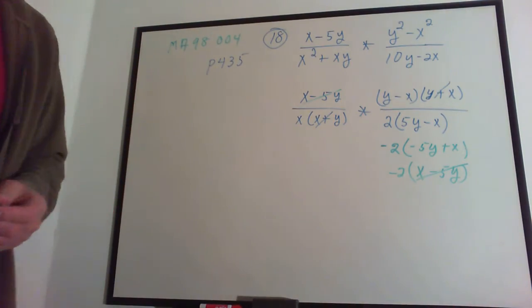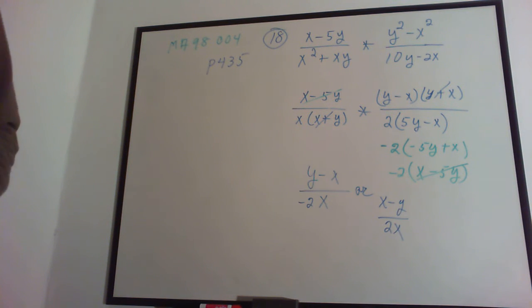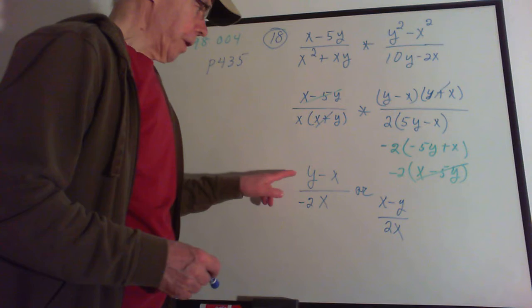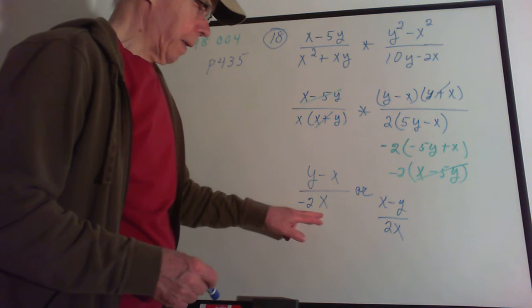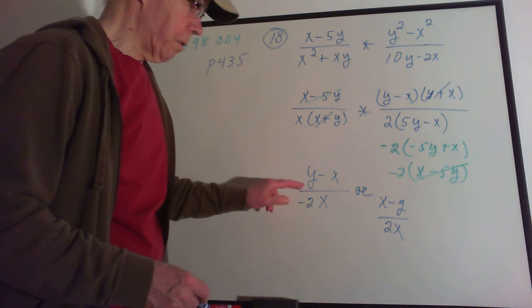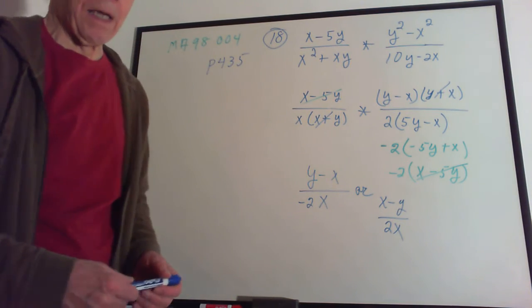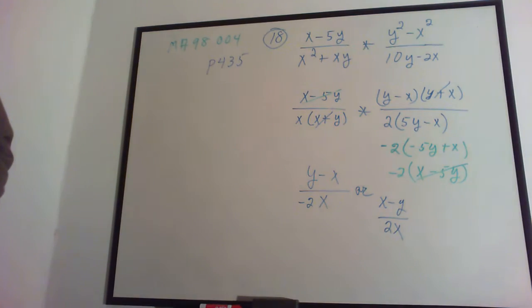Now go ahead and multiply it. Pause the video. Multiply it, see what you get. Oh, you multiply, you get y minus x over negative 2x. You can write it this way, or you can move the negative sign to the numerator, which will become x minus y over 2x. Same problem, same answer.